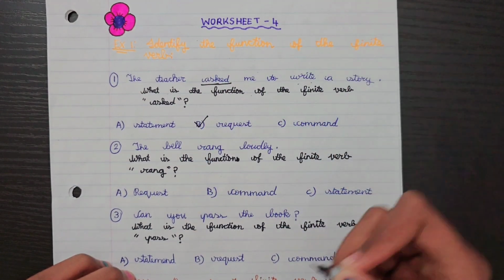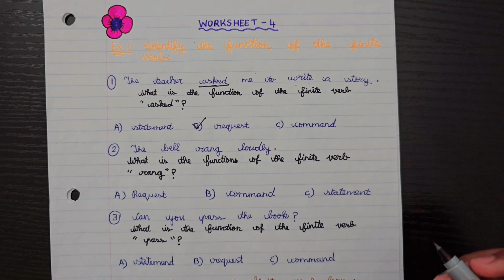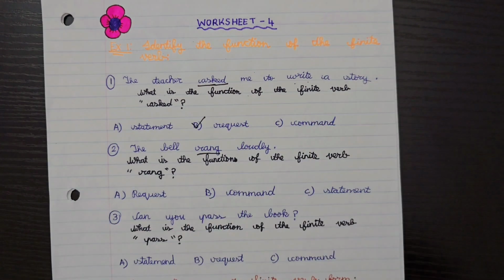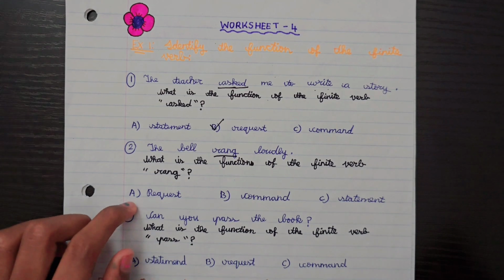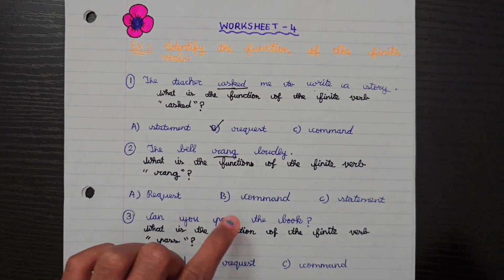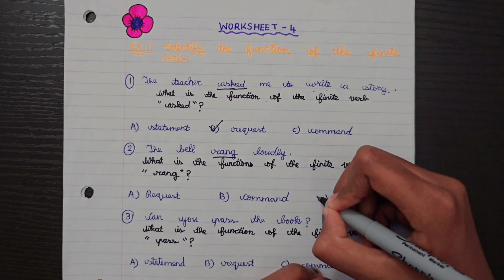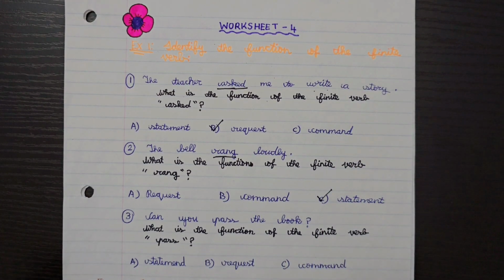Let's take the answer. Second question. The bell rang loudly. What is the function of the finite verb rang? So let's read the options right now. A option, request. B option, command. And C option, statement. The C option is the answer because it's just a statement. They're just saying the bell rang loudly.